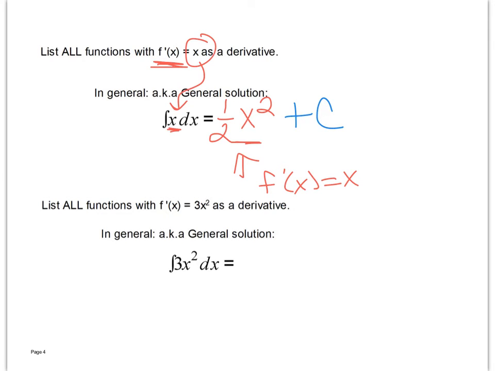That is the constant of integration, because as you noticed in all those other ones, you could have plus 2, you could have plus 4, you could have plus pi, you could have plus 1,000. And it still gives you the derivative of x. So we're kind of having to think backwards on this one.